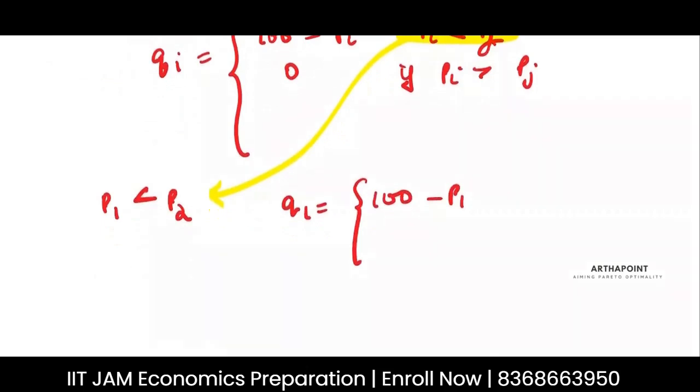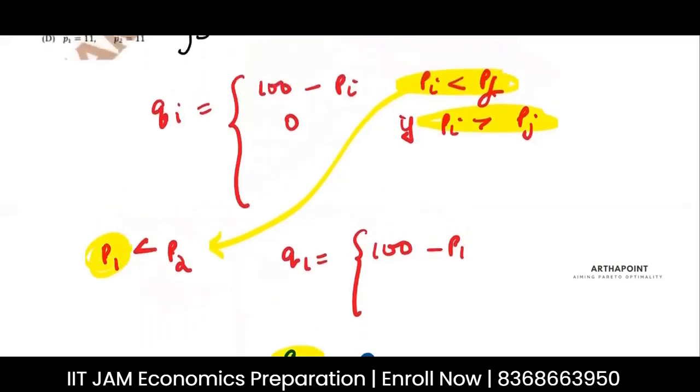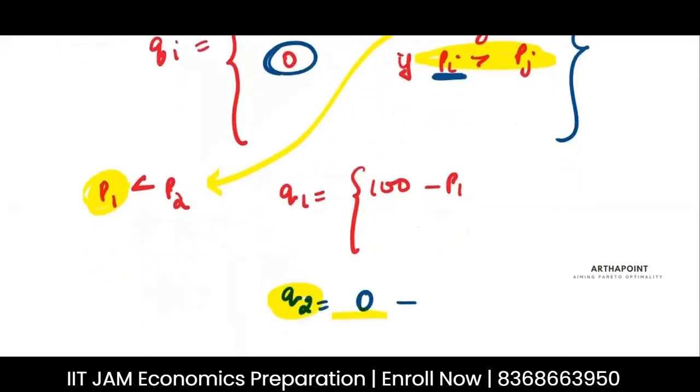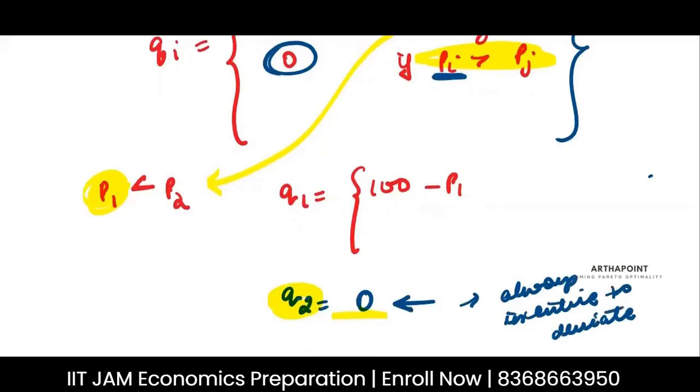But in that case, what will be quantity of firm 2? 0. If his price is more than the price of firm 1, then firm 2 would be able to sell 0 units. This is what this says. That whichever firm has a higher price sells 0 unit. When firm 2 will sell 0 unit, it will always have an incentive to deviate. Always incentive to deviate, isn't it?